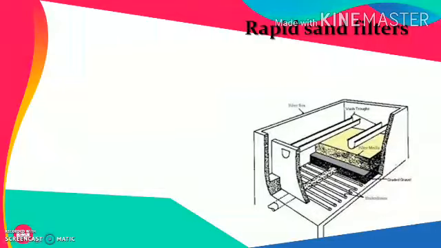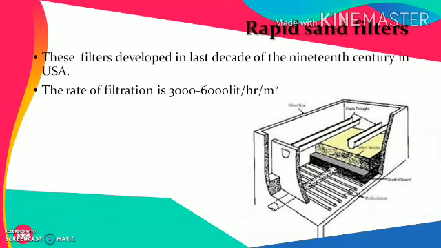The modification of the slow sand filter is done in the form of rapid sand filters, where the total rate of filtration has been improved. These filters were developed in the last decade of the 19th century in the USA, where the rate of filtration is made high, generally in a range of 3000 to 6000 liters per hour per square meter. For design purposes, it is assumed to be around 5000 liters per hour per square meter.